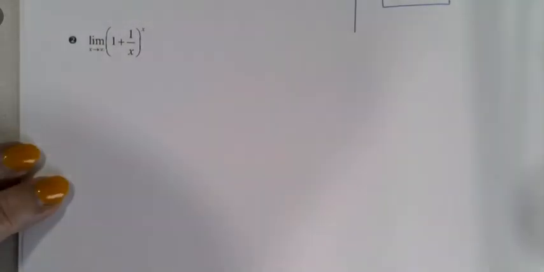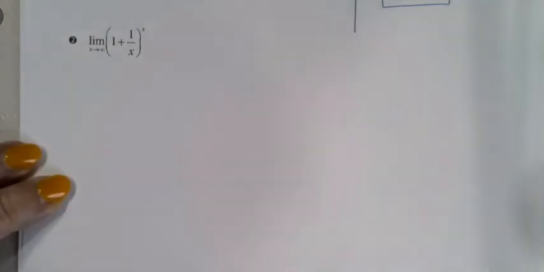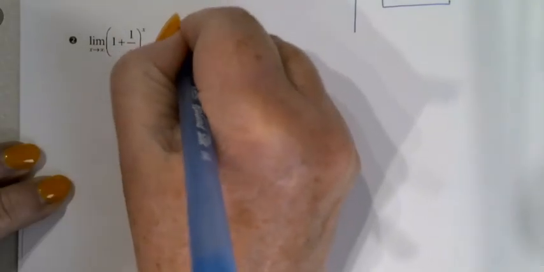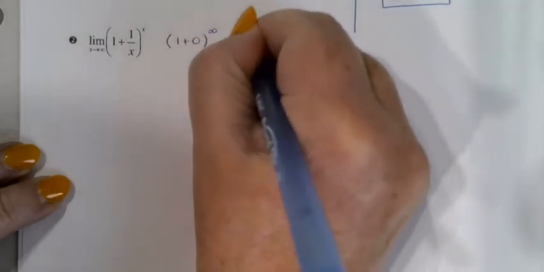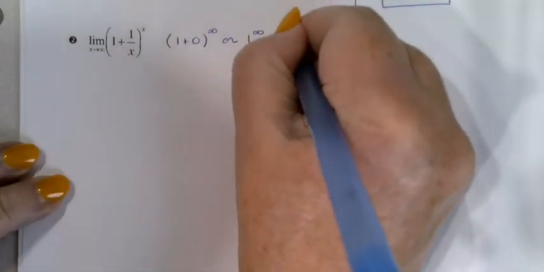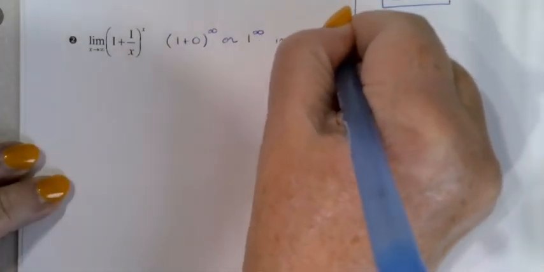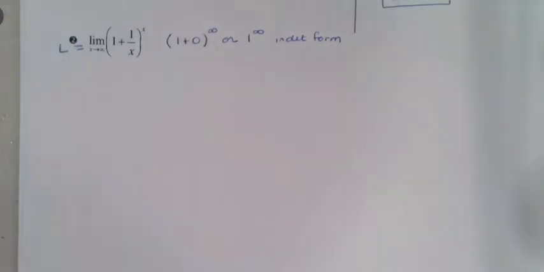X is going to infinity here. So let's see, inside my parentheses, I have 1 plus 1 over infinity, 1 plus 0, to the infinity power. And so I have 1 to the infinity, which is an indeterminate form. Because it's an exponential indeterminate form, I'm going to give it a name. I'm going to call it L. Just sneak that in here. And let's take that natural log on both sides.